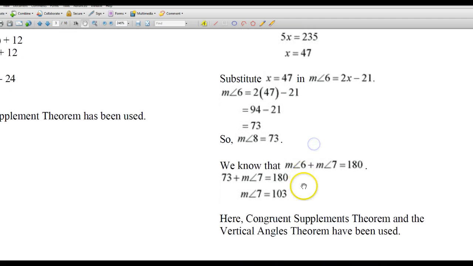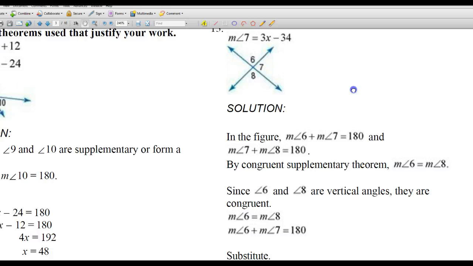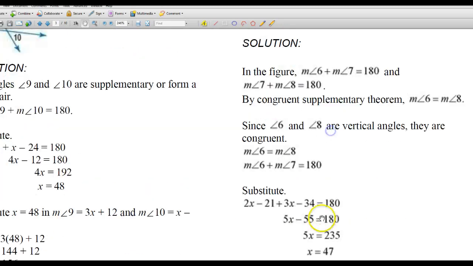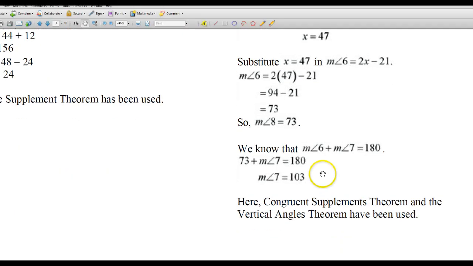We also know that the measure of angle 6 plus the measure of angle 7 is equal to 180. So 6 plus 7 is 180 because they form a linear pair, so that is the supplements theorem. Therefore, 6 is 73, so substitute in, subtract 73 from both sides, and the measure of angle 7 is 103. So here we use the congruent supplements theorem and the vertical angles theorem.